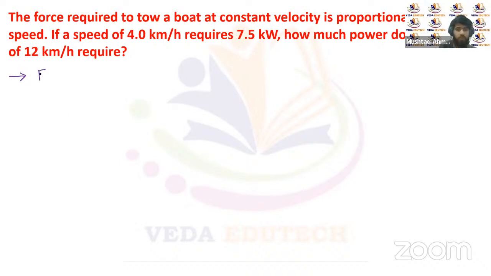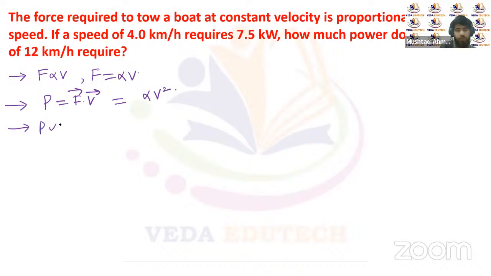So let's suppose force is proportional to the speed v, or we can write force is equal to alpha v, replacing proportionality with a constant. Here v is the instantaneous speed, and we are applying the force along the direction of the speed. So the instantaneous power will be equal to F dot v, which equals alpha v times v, so alpha v square. The power supplied to this boat will be proportional to v square.